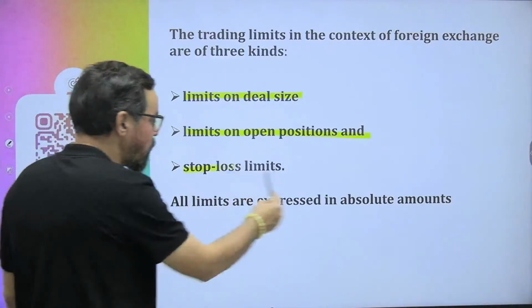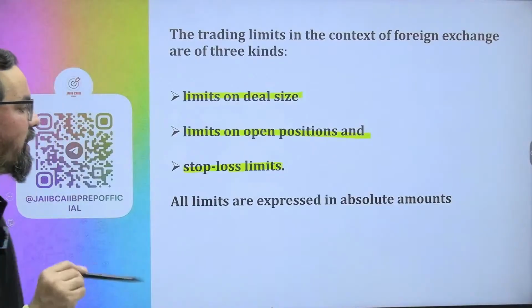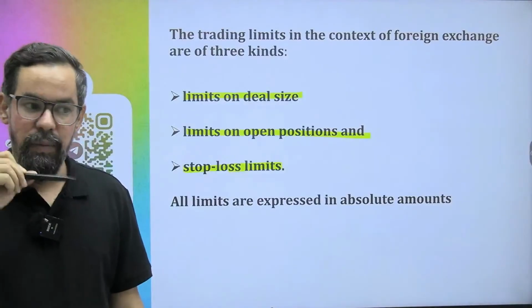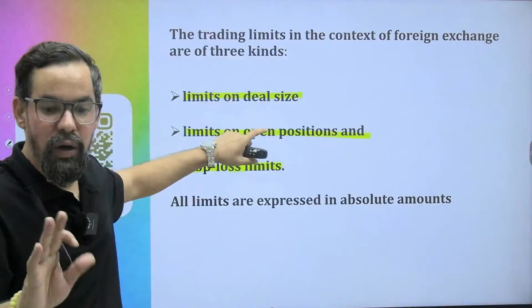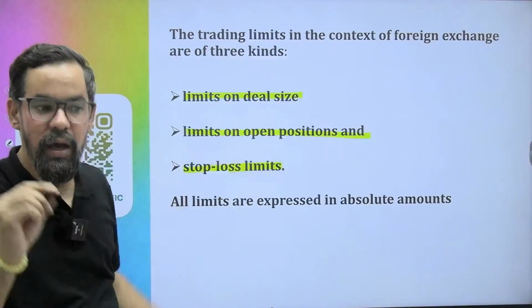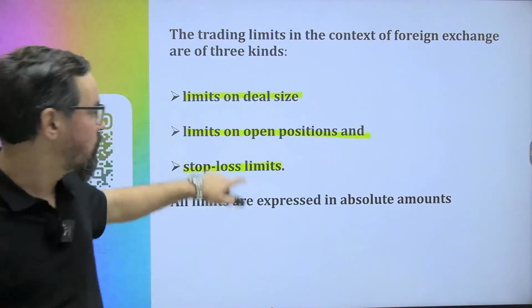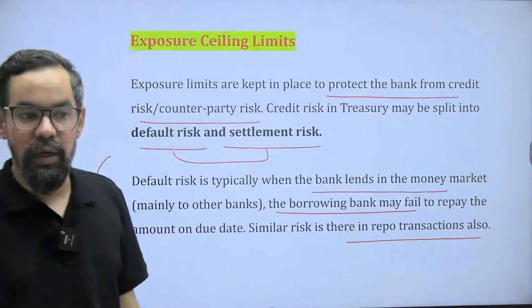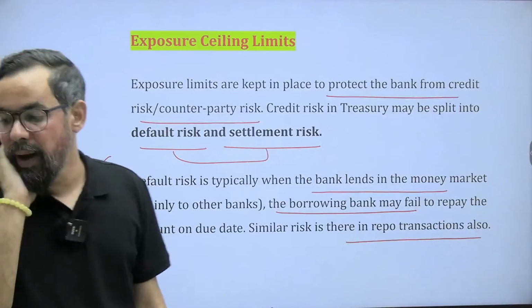Okay? Stop loss I have already explained to you. So all limits are expressed in absolute amounts. Okay? So let's say if a person or dealer is working, this is the exact number. We are not giving any percentage or anything else. We are just telling the number. This is your limit. You cannot go beyond this one. This is your open position limit. You cannot keep those transactions open for the next trading day. So that is generally part of this.